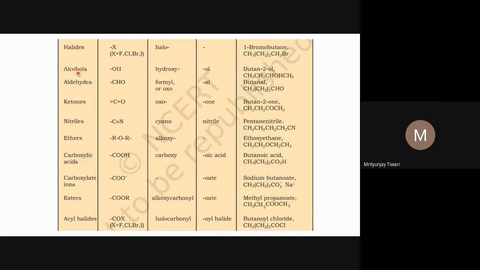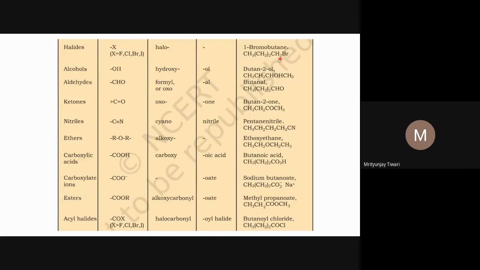Then another group is called alcohols. If an OH group is associated with a carbon chain or carbon ring at any point, such compounds are called alcohols. Here you see CH3CH2CHOHCH3. This OH group is linked to this CH group. The OH group may be linked to any of the carbon atoms at any position. Anywhere the OH group is there, such compounds are called alcohols.